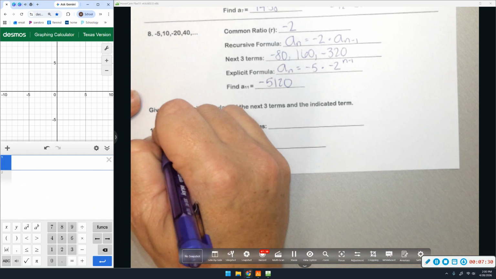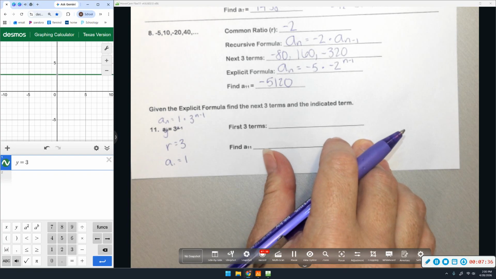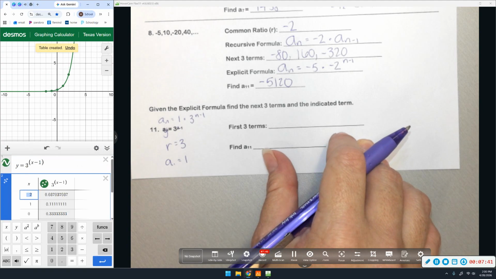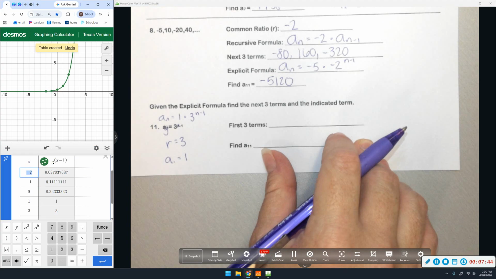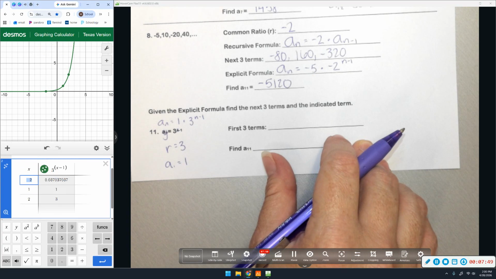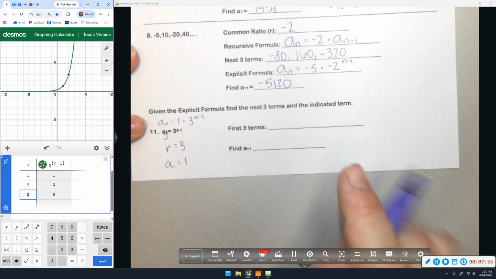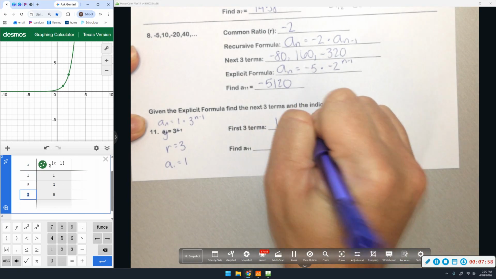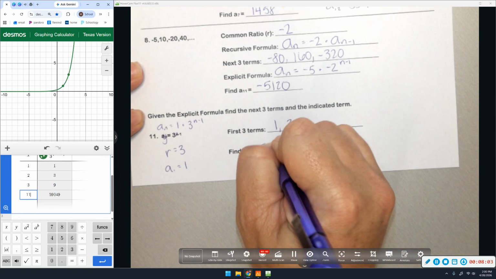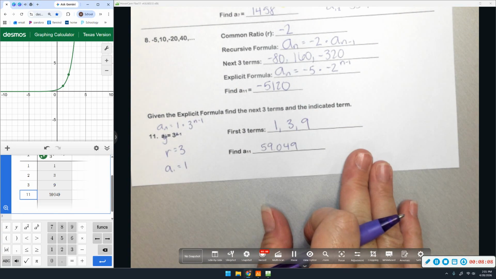Remember, when we type it in, we change this to y, this to x. And we're going to do a table because it wants my first 3 terms. Where do sequences start? At 1. So we're going to erase the 0, the negative 1, and the negative 2. And I get my first 3 terms here, so 1, 3, and 9. And then my 11th term is 59,049. Any questions with how we did that?